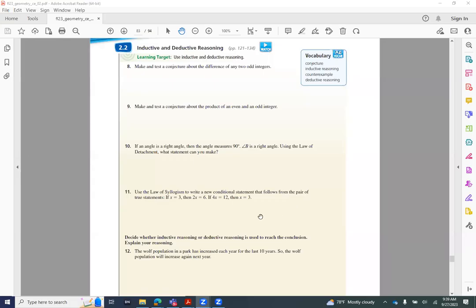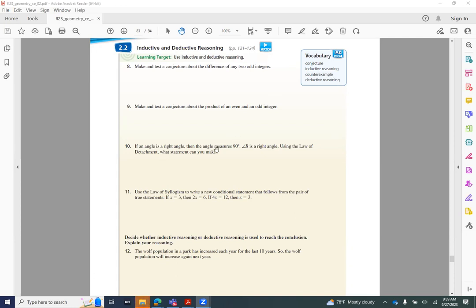All right, part two of our review for chapter two. 2.2 was the chapter where we didn't spend much time. Really, the main part of this chapter that you needed to know about was conjecture. Now, I did mention the definitions for inductive reasoning and deductive reasoning, and also counterexample was very important.